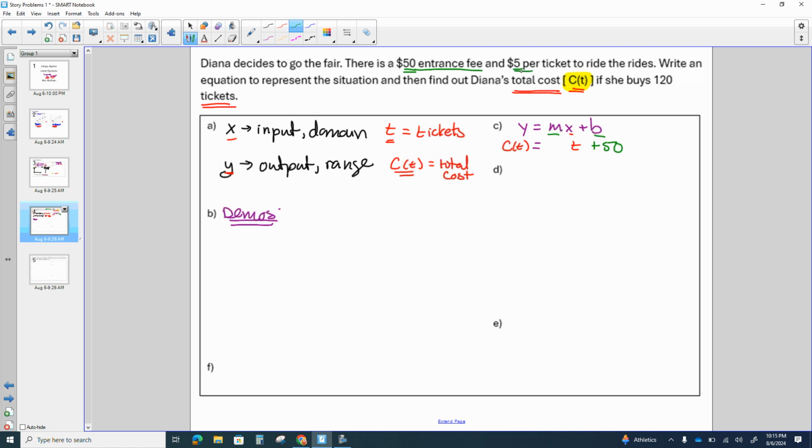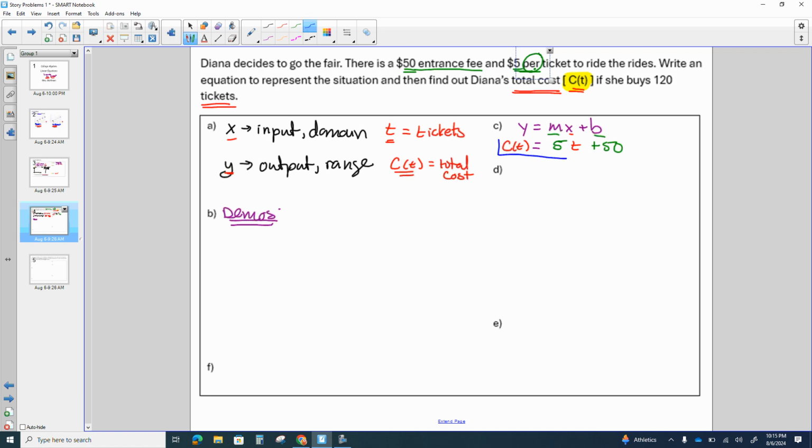The $5 per ticket represents our rate of change. So if I buy one ticket, the total cost will be $55. If I buy two tickets, that's an extra $10. If I buy three tickets, that's an extra $15. So this per, whenever you see this, is a good indication that's probably your rate of change area, and you can put that in there.